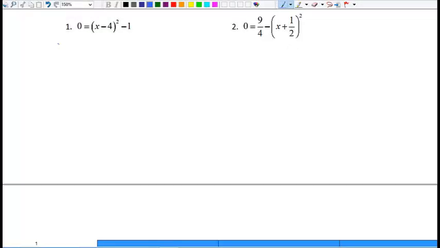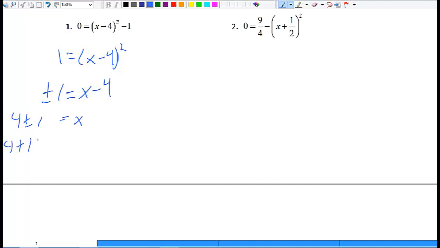Okay, these first two examples are set up perfectly for the square root process. So in number 1, I'm going to bring the 1 over. So that's 1 = (x − 4)². And then I'm going to take the square root, which leaves us with plus or minus 1 = x − 4. And then add 4 to both sides. So 4 plus or minus 1. And so our two answers are going to be 4 + 1 and 4 − 1. So that would be 5 and 3. So x equals 3 and 5.